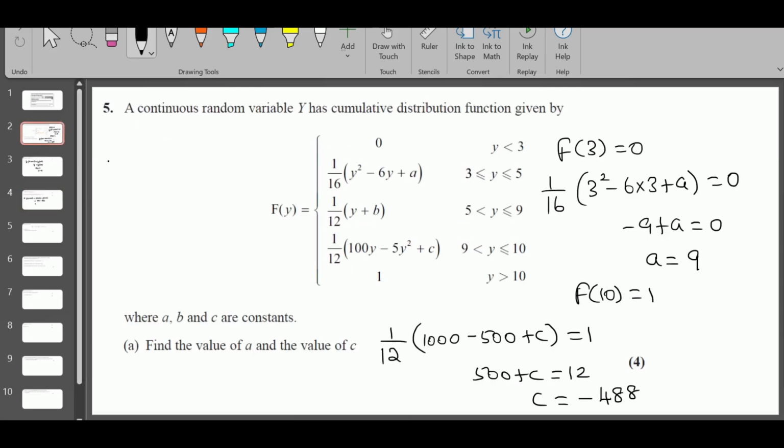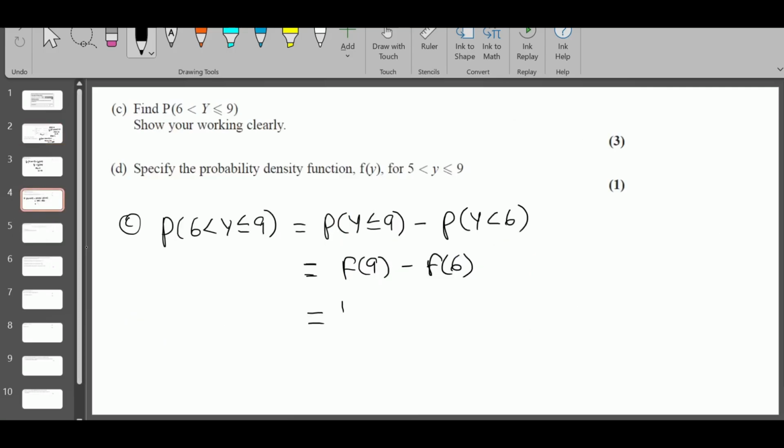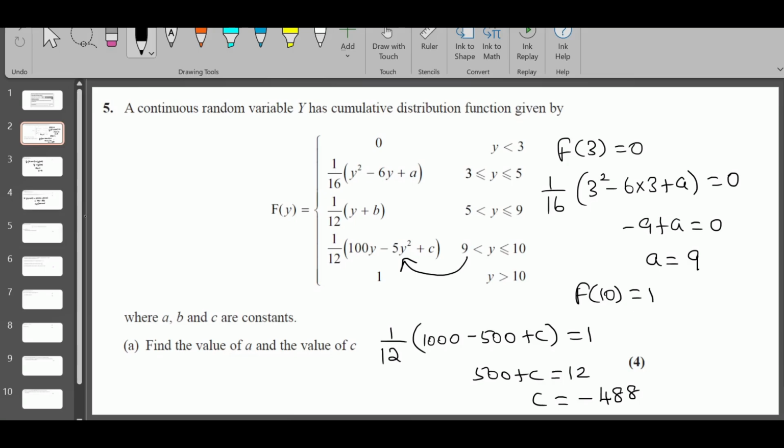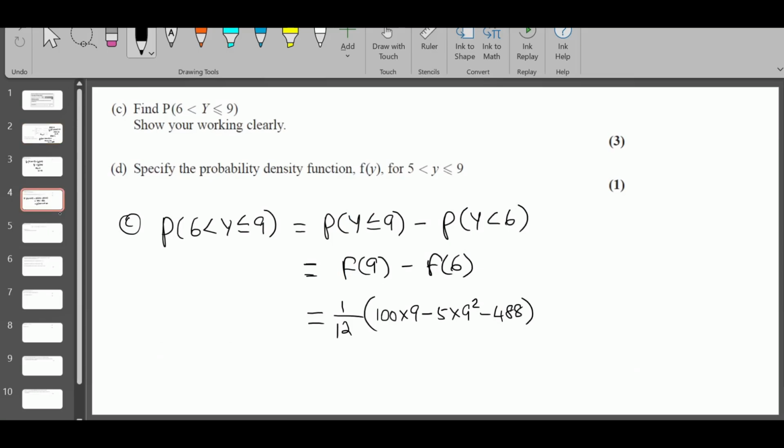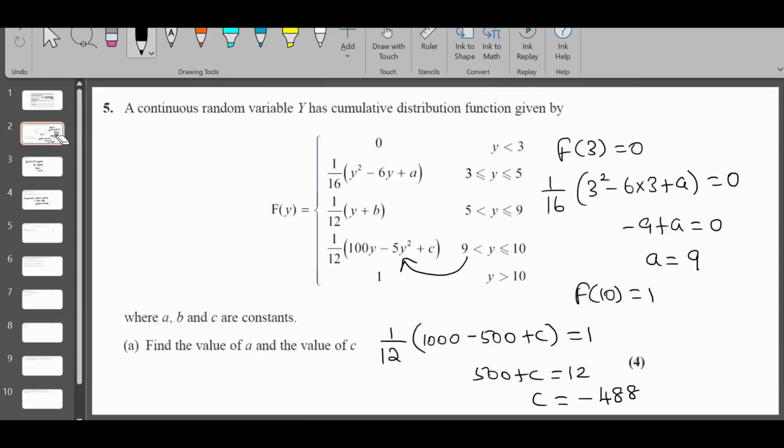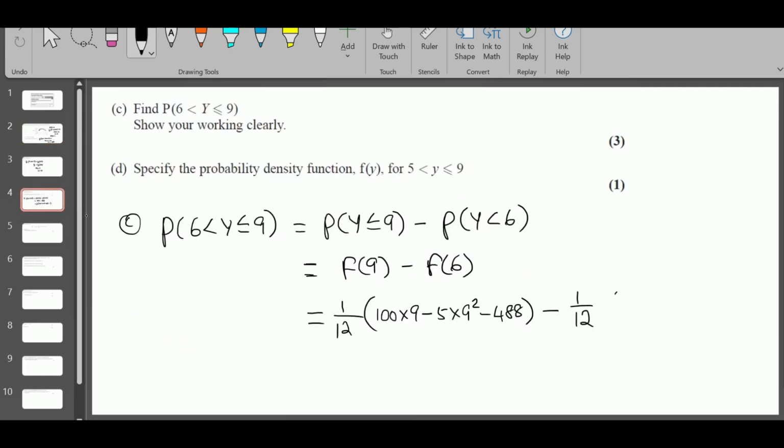To find F of 9, you need to sub in 9 here. So that's 1 over 12 times (100 times 9 minus 5 times 9 squared plus c). We got c as minus 488. Minus F of 6. How do we find F of 6? 6 is between 5 and 9, so sub in here: 1 over 12 times (6 plus b). We calculated b as minus 2, so 6 minus 2.